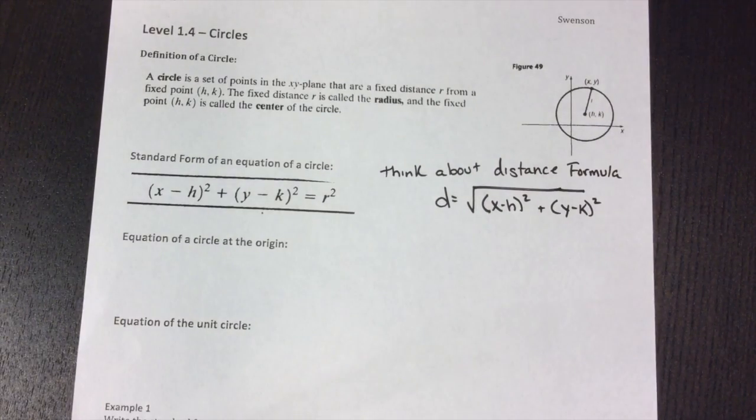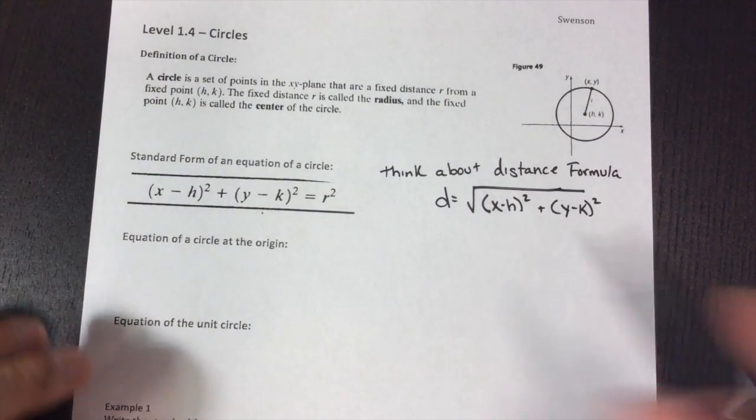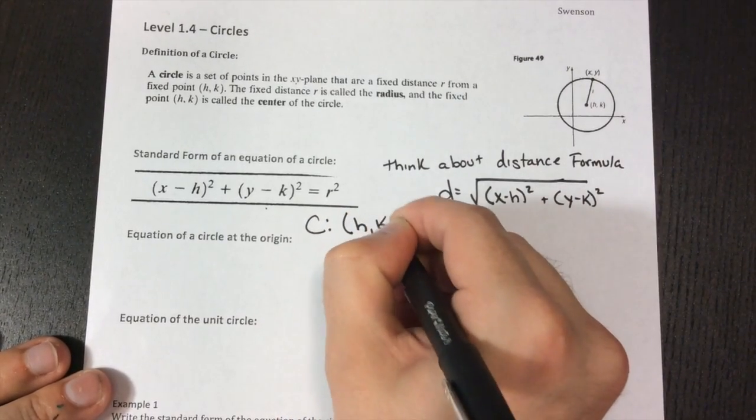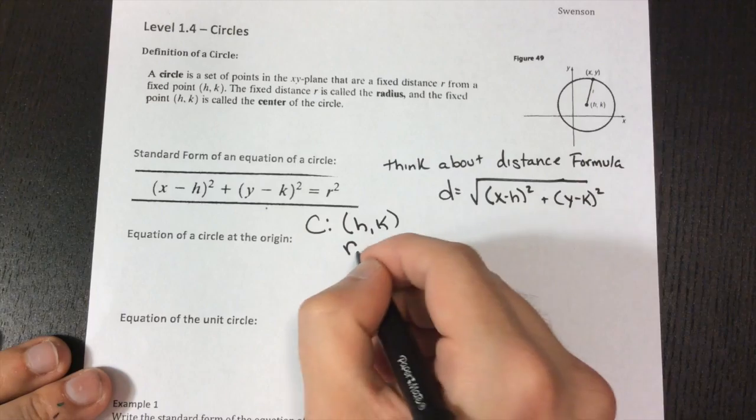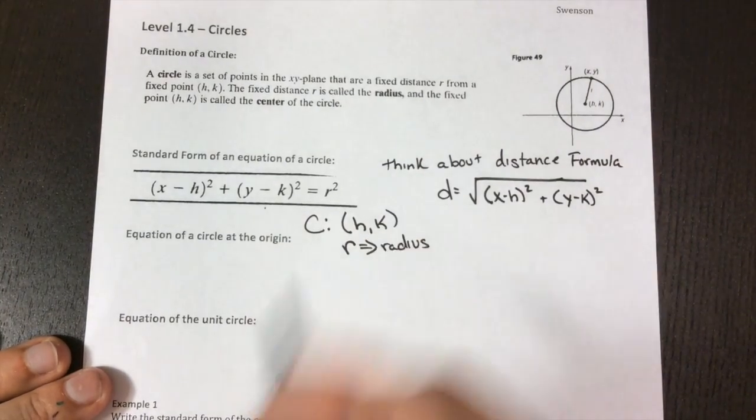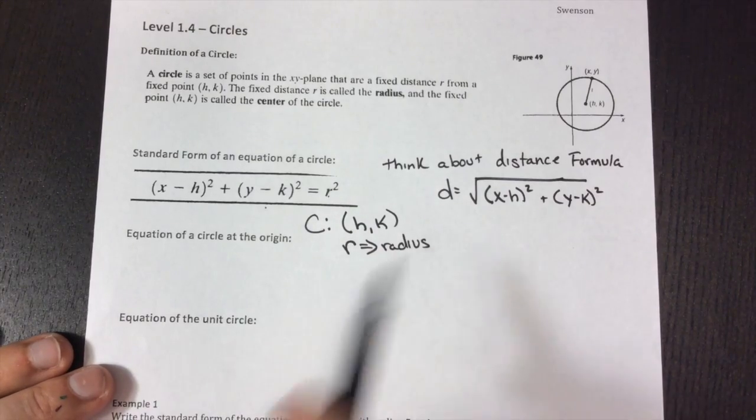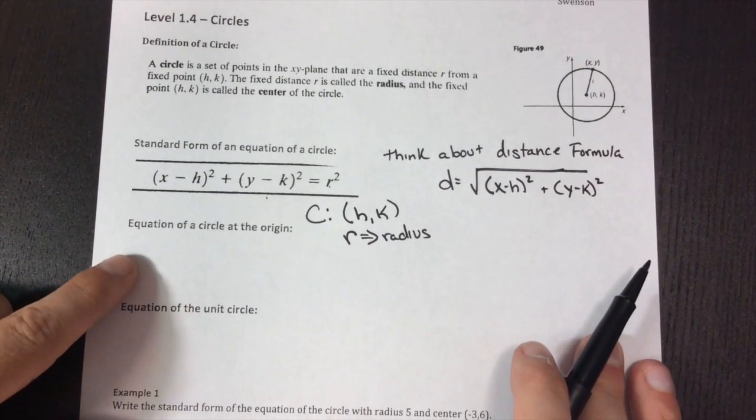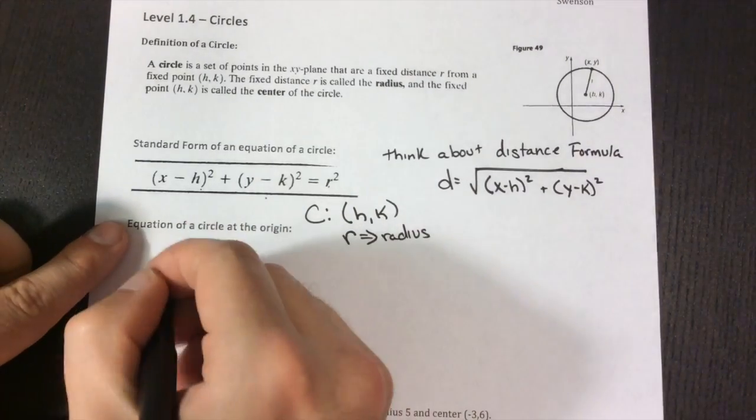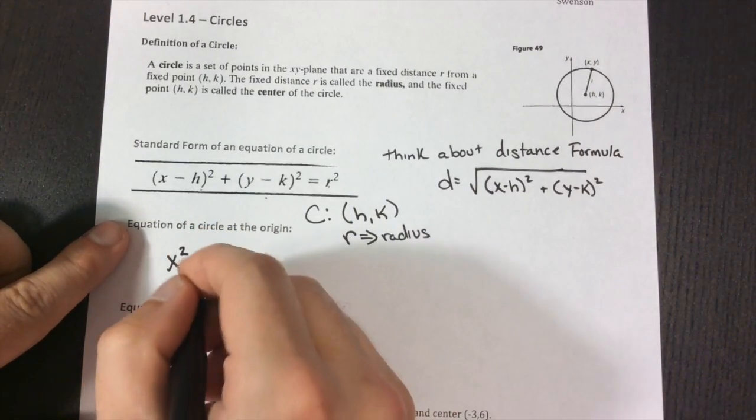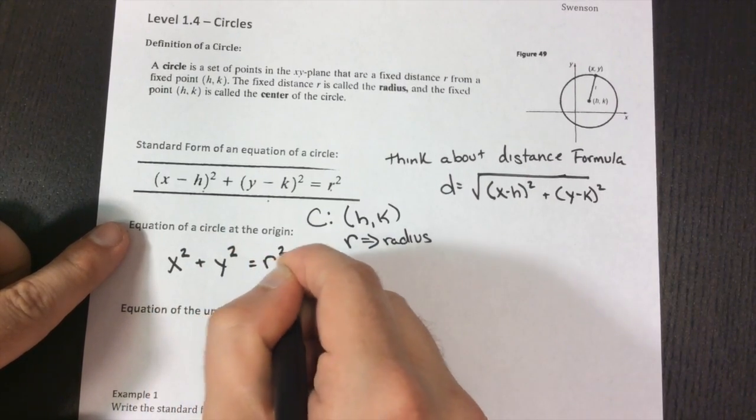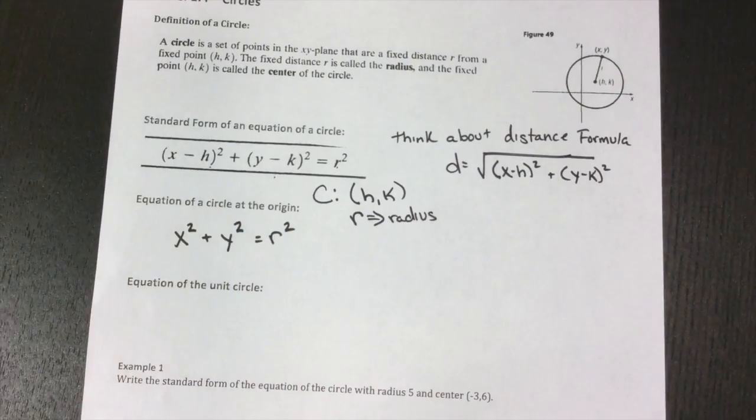There's a couple things that we could be super specific about. We say the center is at (h, k) and the radius is r. In every one of our equations, the radius is always squared. For the equation of a circle at the origin, that means h and k are 0. So it's going to be x squared plus y squared equals r squared.